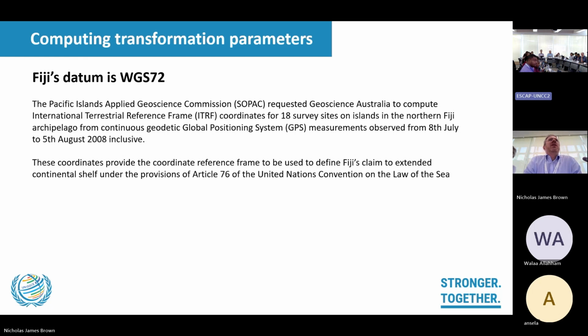And the reason for this was to support Fiji's claim under the provision of the United Nations Convention on the Law of the Sea. This is a very practical reason why countries need to understand the coordinates in their countries, because it affects their maritime boundaries. So they needed some help to transition these coordinates that they had in WGS72. They needed to move them into a realization of ITRF to get them recognized under the Convention on the Law of the Sea.